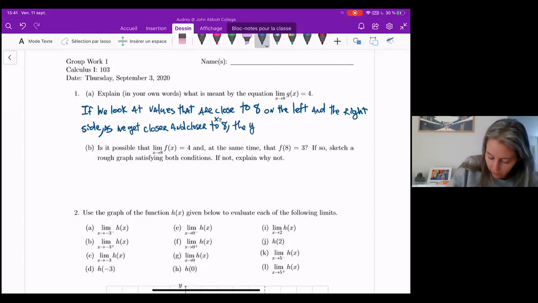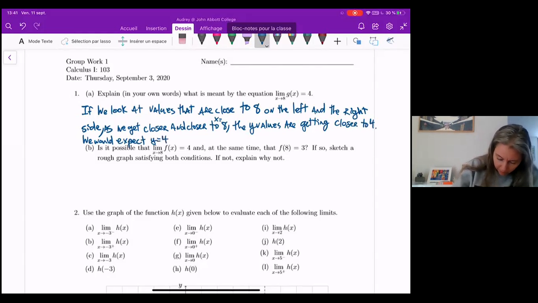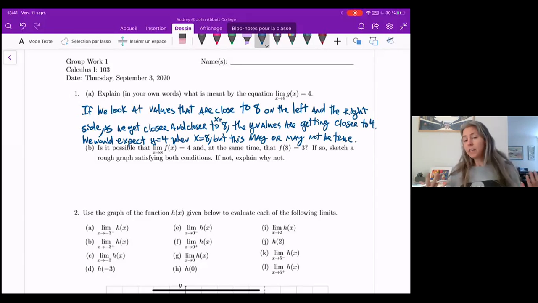So in other words, we're saying that we would expect for the y value to be 4 when x equals 8, but it might not be. We don't know. It's just our expectation. This may or may not be true. So these are my words.